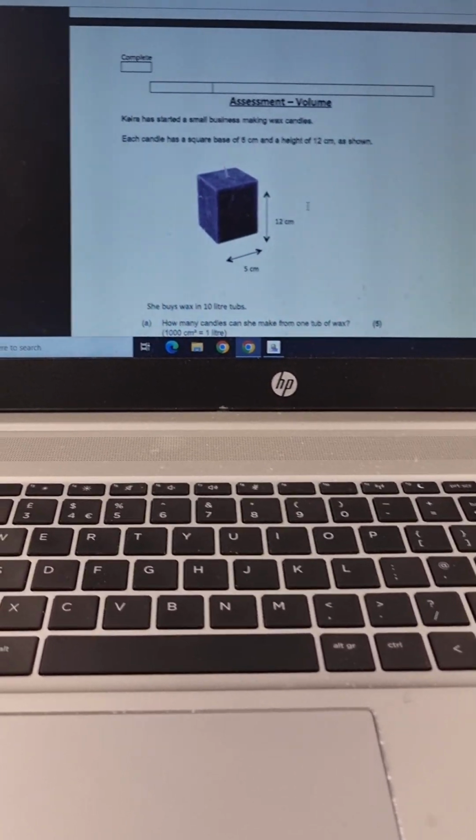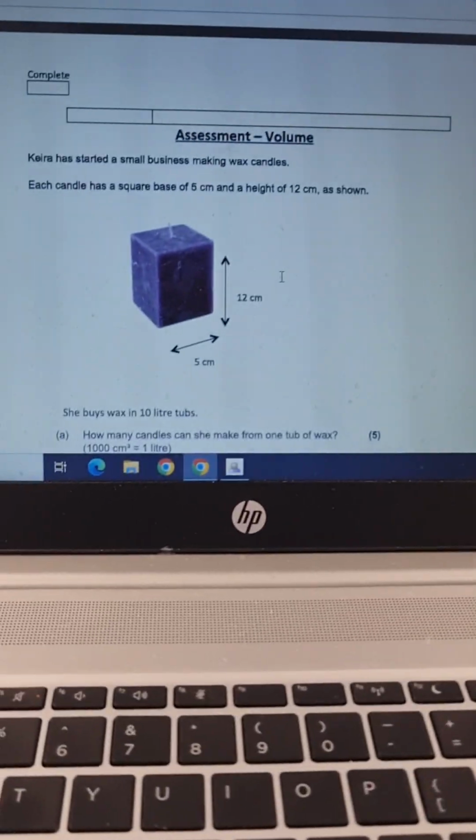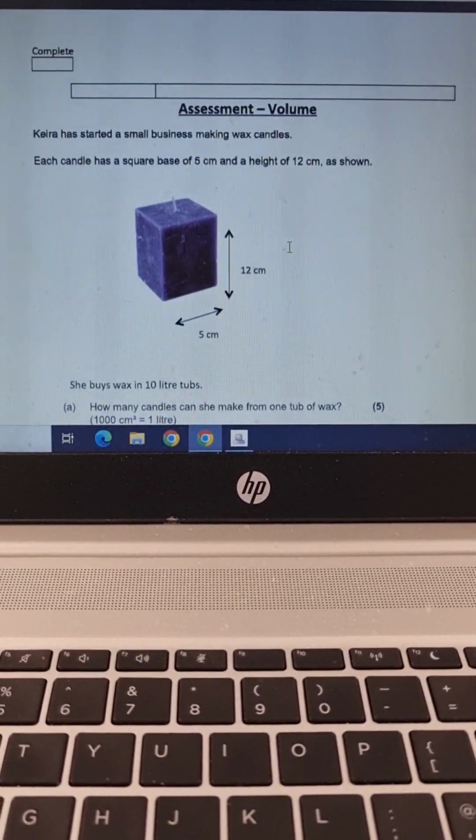Guys, I was actually writing down the email. I thought it'd be better to do an email. So this is the first part of our assessment.